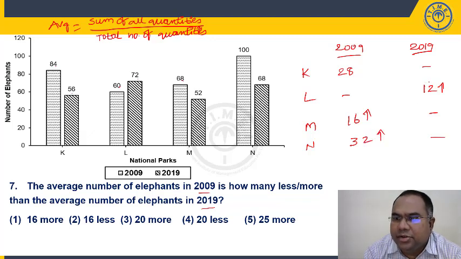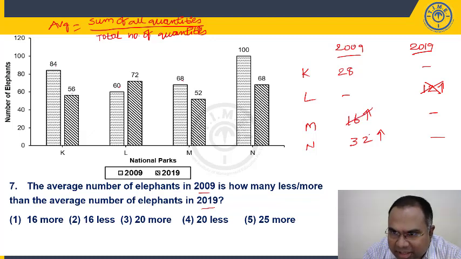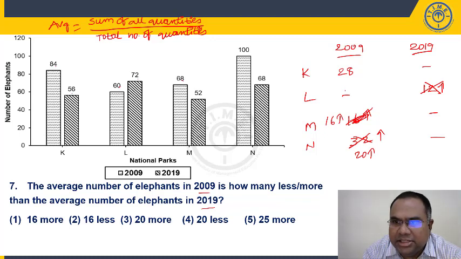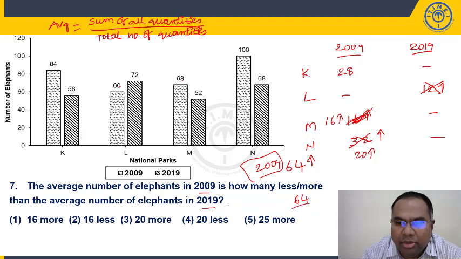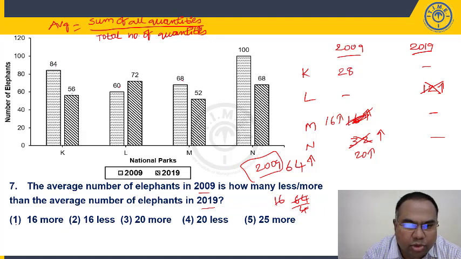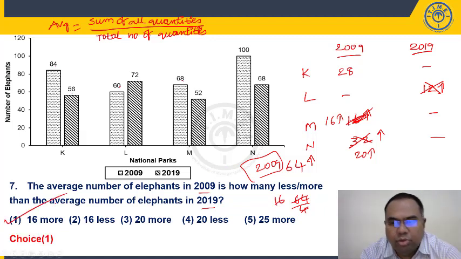So obviously when you see here, if I remove this 12 extra here, I will compensate here, or you compensate here, anywhere you can do that, 12 more. If you compensate here, what will happen? If I remove 12, this will become 20 more. So this is already 16 more, right? 20 plus 16, 36 plus 28. Overall, I am getting 64 more in 2009. But the question is not about total, the question is about average. So 64 divided by, how many parks do we have here? 4 parks. So obviously 16 more. 2009 is 16 more. Choice 1 should be right.